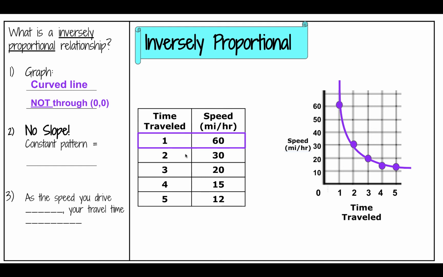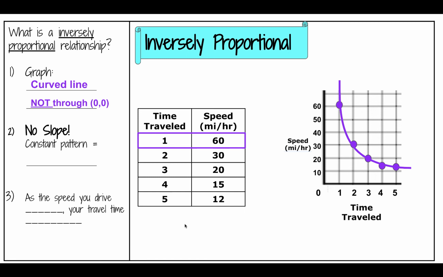So 30 divided by 2, is that 60? No, that's 15. 20 divided by 3, is that 60? No. I don't have that constant rate of change as I move throughout my table of values. So therefore, this is an inversely proportional relationship. There is a pattern though, however. Can you see it?